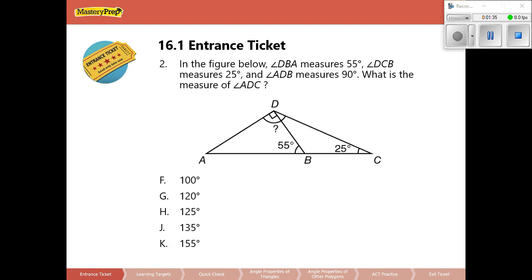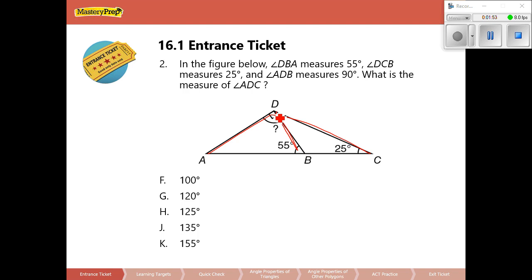Now for number 2, in the figure below, the measure of angle DBA is 55 degrees. The measure of DCB is 25 degrees. And the measure of angle ADB is 90 degrees. What's the measure of angle ADC? So we want to know that whole angle.